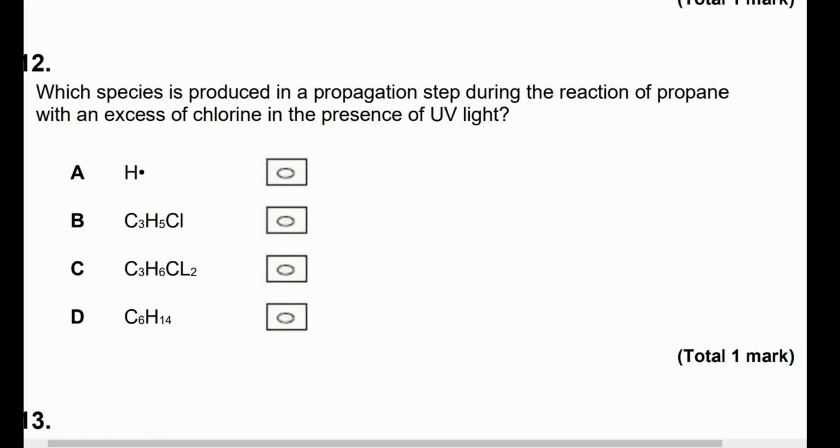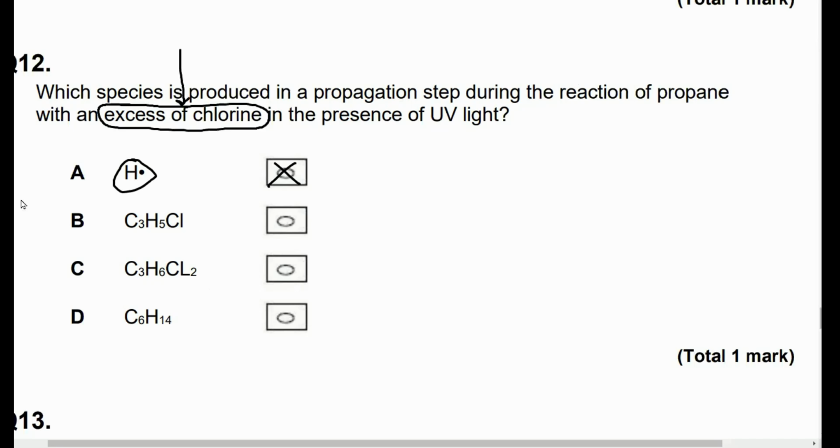Question 12. Which species is produced in the propagation step during the reaction of propane with an excess of chlorine in UV light? So we're looking at the propagation step. What would be formed? You don't form hydrogen free radicals. Let's have a little look here. What have we got? Okay, we've got a load of different molecules. Let's get into this one. There's an excess of chlorine.